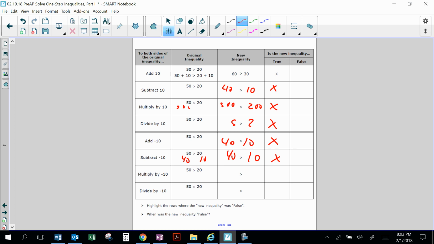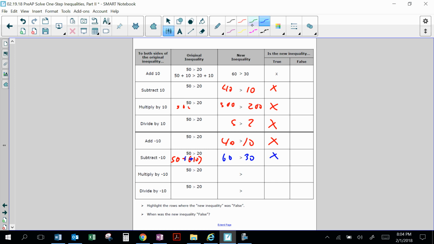Oh, wait, stop. That's subtract negative 10. Hold up. 50 minus negative 10. Again, for those who forgot how to subtract negative numbers, remember, we keep the 50, we add the opposite. So that's 60. 20 minus negative 10 would be 30. Oh, nothing's changed, so no biggie.